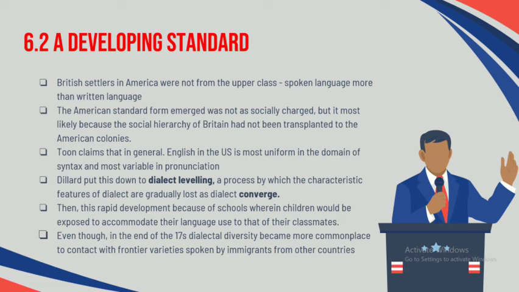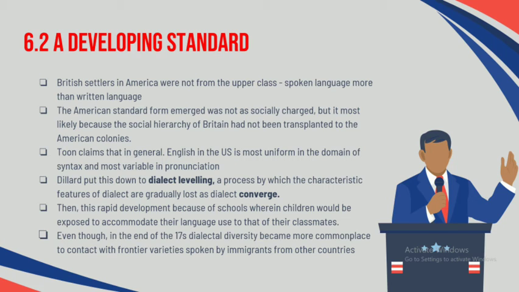Dunn claims that in general, English in the US is most uniform in the domain of syntax and most variable in pronunciation. And Dillard puts this down to dialect leveling, which is a process by which the characteristic features of dialects are gradually lost as dialects converge. Converge means speakers accommodate their language use to become more like other language users.